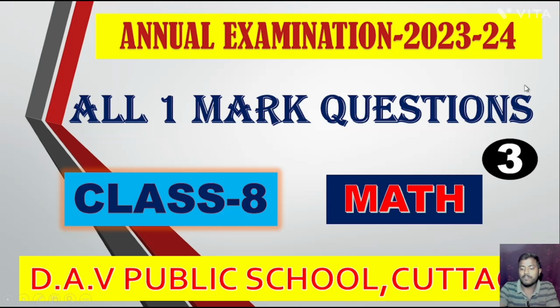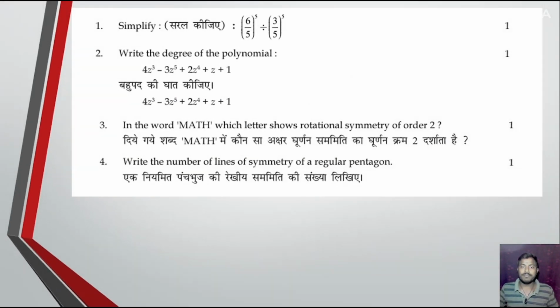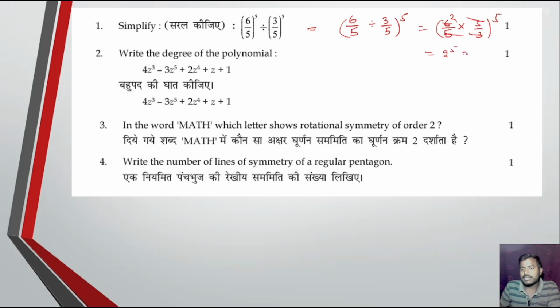First question. Simplify (6/5)^5 divided by (3/5)^5. Here the bases are not equal but the powers are equal. We know that if the powers are equal then we must divide. So write down 6/5 divided by 3/5 whole to the power 5. Now we cannot divide, so convert into multiply, that is 6/5 multiplied by 5/3 whole to the power 5. 3 twos are 6, 5 and 5 cancel, 2 to the power 5, that is 32.